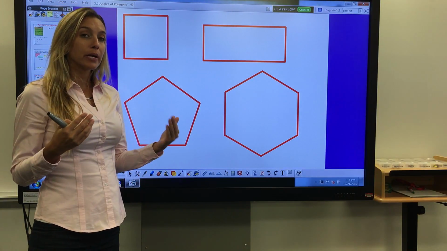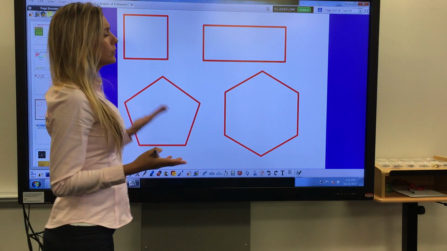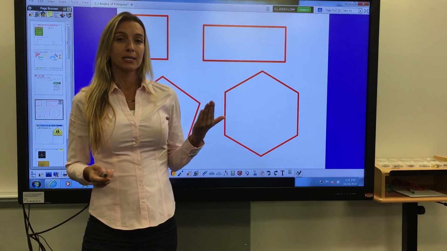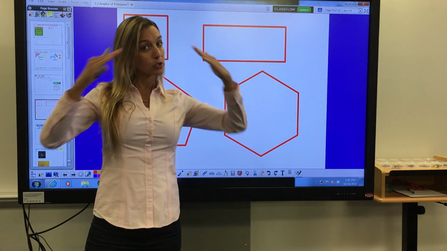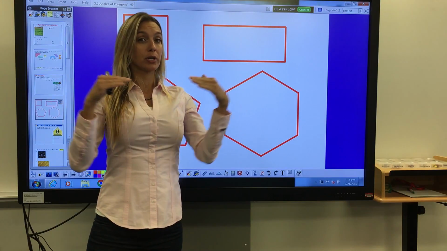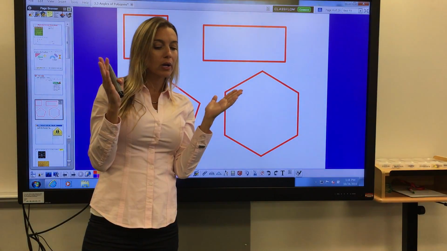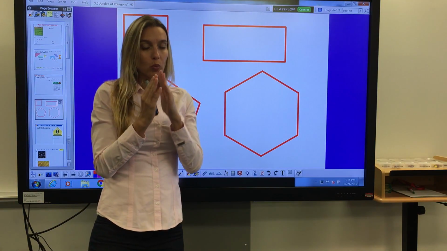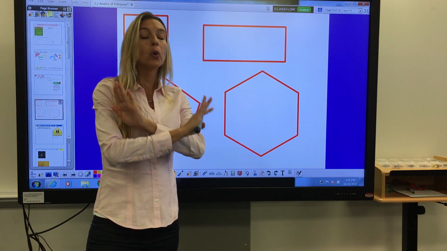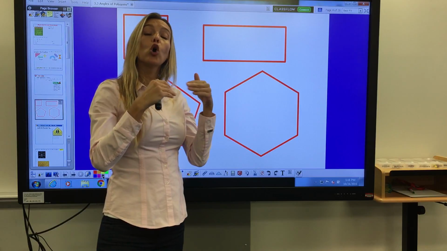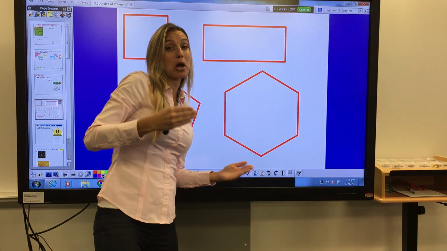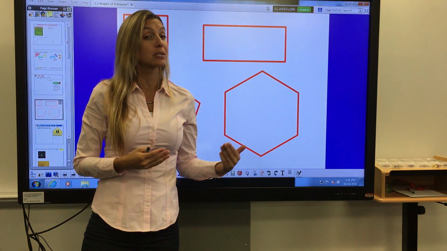Alright, we're going to talk about angles of polygons. We've discussed before that the sum of all the angles in a triangle is 180 degrees. No matter how big the angles are, how small they are, it's always going to be 180 degrees. So the sum of all the angles inside a triangle is 180 degrees.